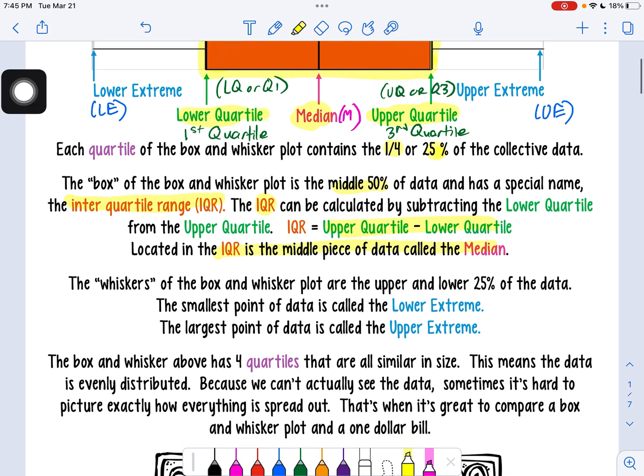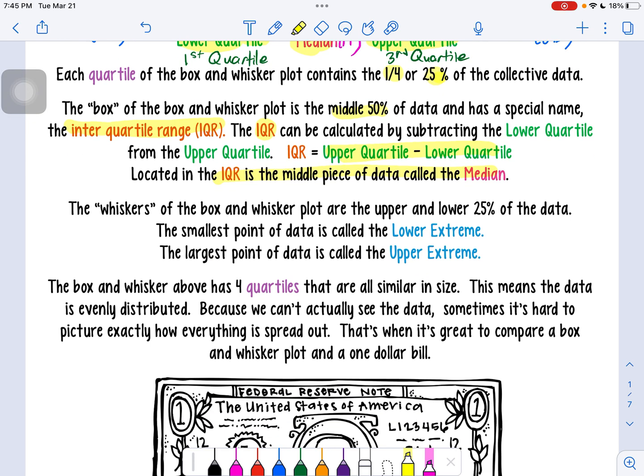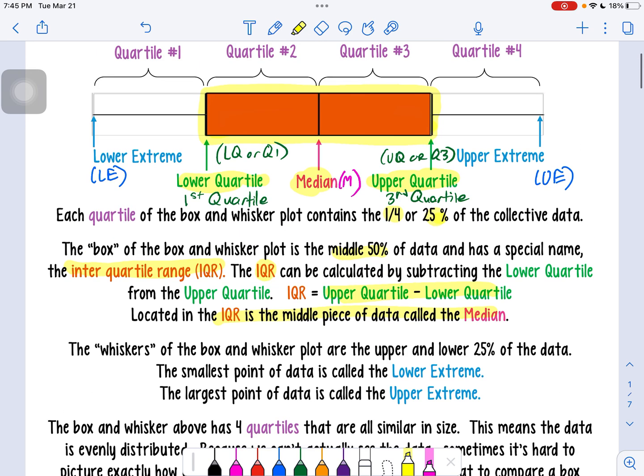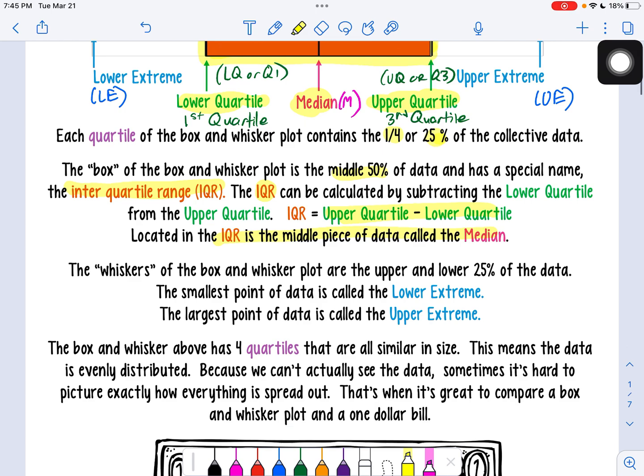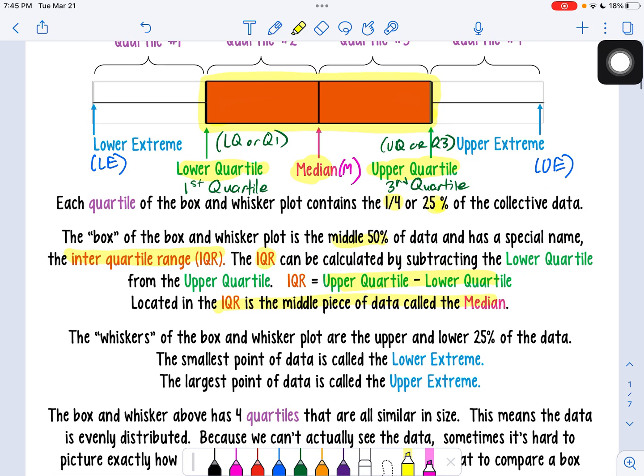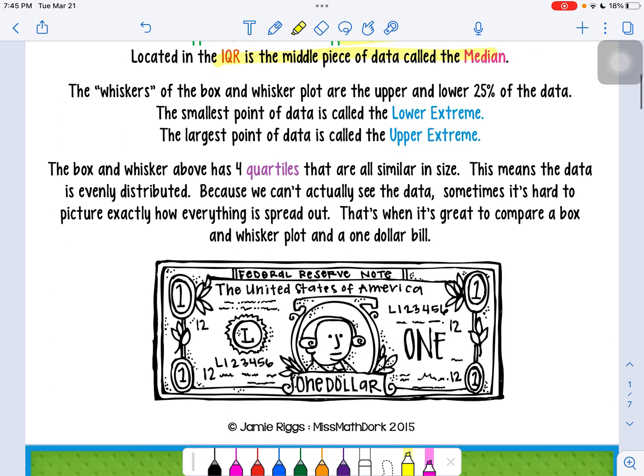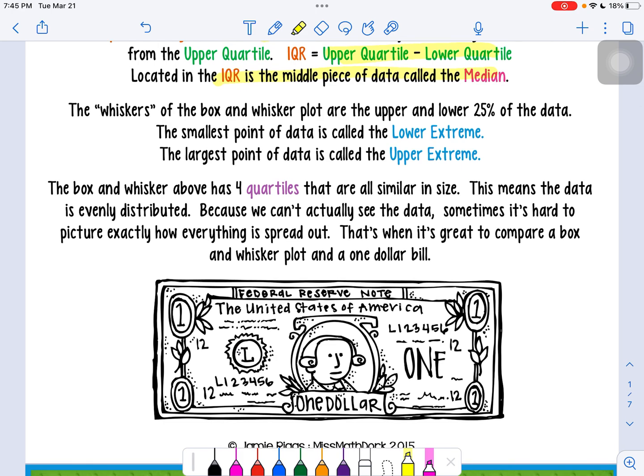It's here in your notes so that you have it. And then you'll just remember these things about boxes. The whiskers reach out to the lower extreme and the upper extreme. So here they're saying the whiskers, this is one whisker that reaches out to the lower extreme. This is the other whisker that reaches out to the upper extreme. We looked at box and whisker plots in our bell ringer a couple weeks ago too. So you've seen this before.